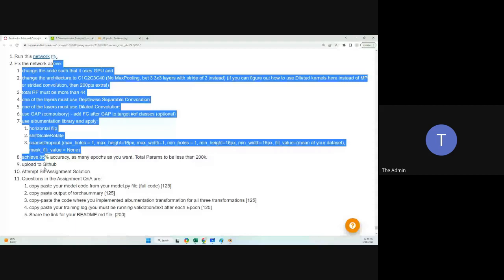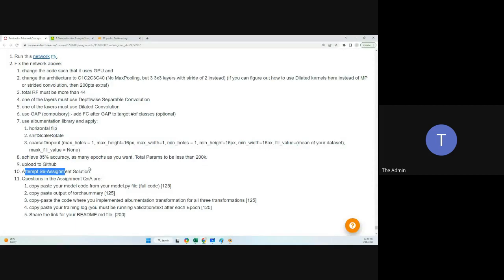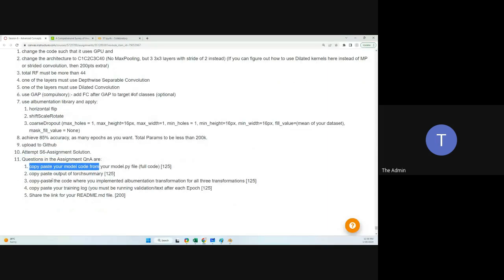Right now, you're supposed to upload to GitHub. You're supposed to attempt the assignment 6 solution page. And these are the questions which I've asked there. Copy paste your model, copy paste the output of torch summary, so I need to know how many parameters you have. Copy paste the code where you implemented augmentation, copy paste your training log, and share the link to your README file.